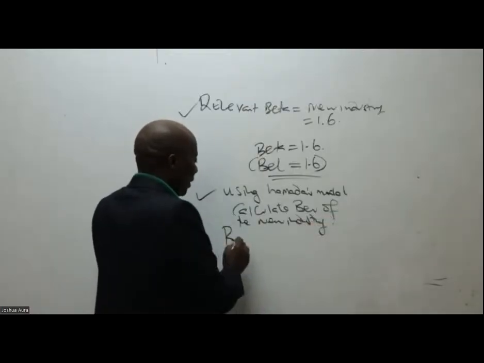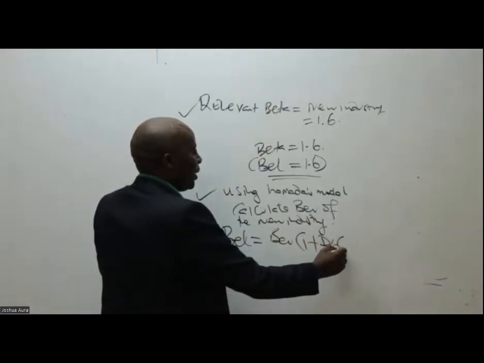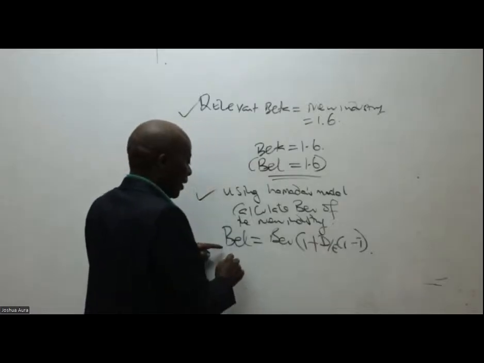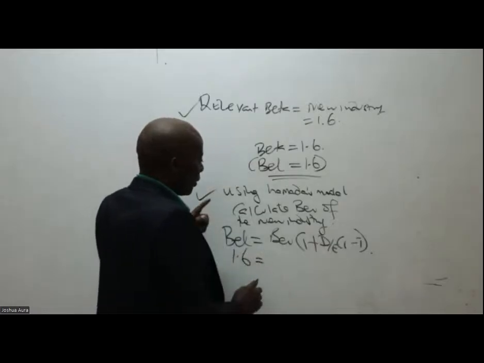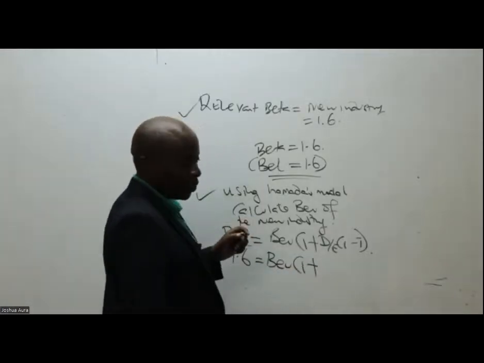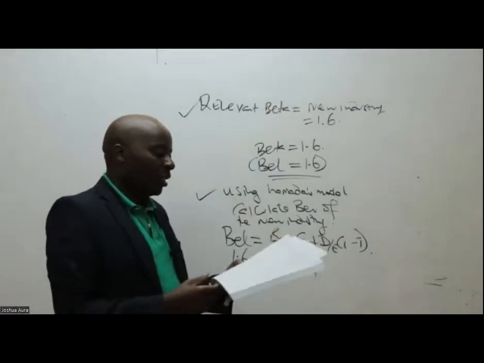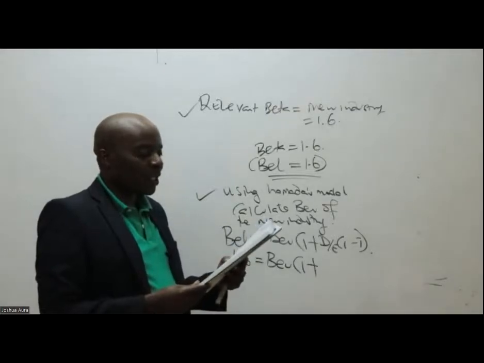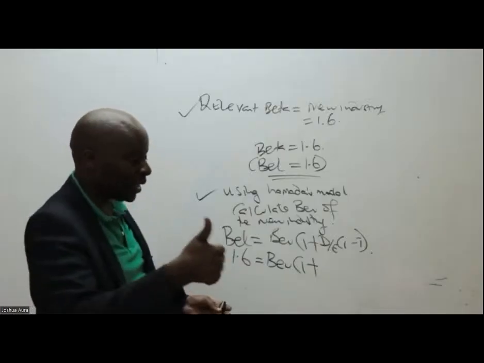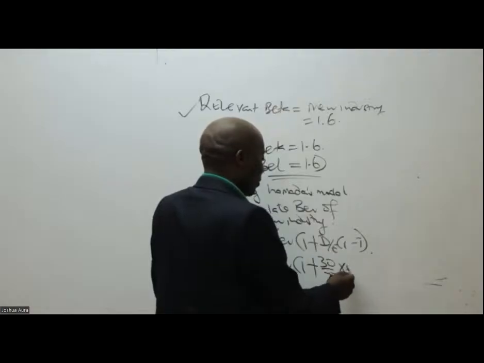So Hamada, we know it's BEL equals BEU into 1 plus debt over equity into 1 minus tax. So BEL has been given as 1.6 equals BEU, that we don't know, into 1 plus debt over equity. Has the examiner given me debt over equity of the new industry? The new industry, which is electronics industry, debt is 30%, equity is 70%. So 30 over 70.